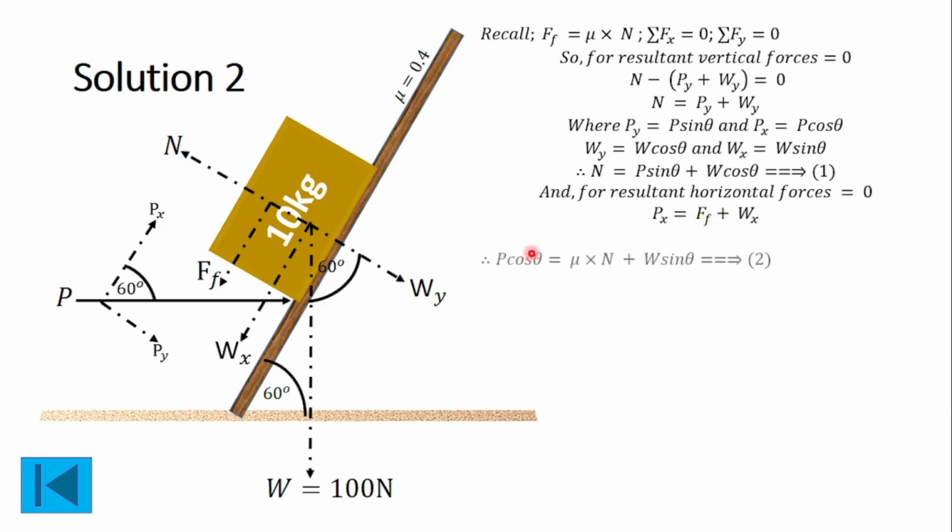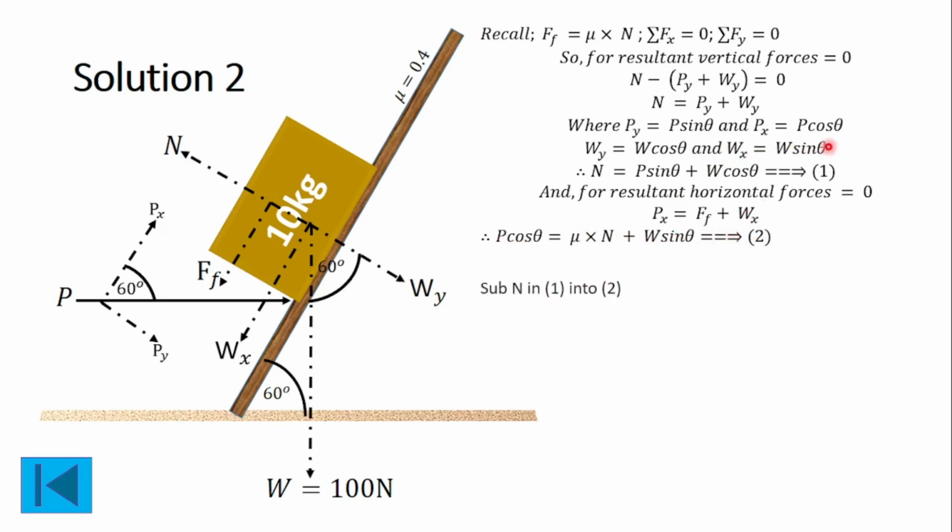Very good. So P sub x, P cos theta, equals F sub f. From the relationship between frictional force and normal reaction, that means P cos theta will equal mu n plus W sub x, which is W sin theta. That's equation 2. Now, what do we do? Let's put the value of n in 1 into the value of n in 2.